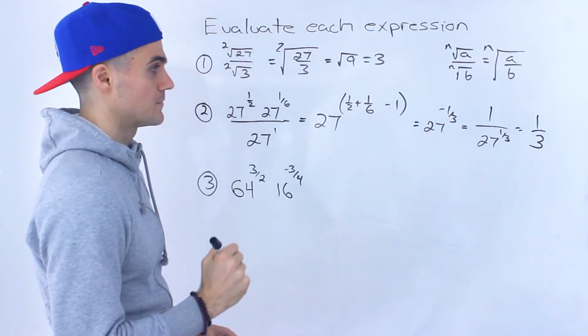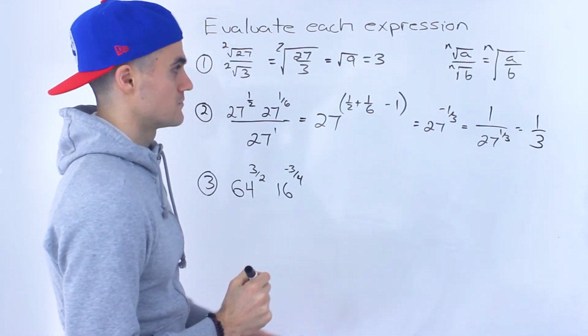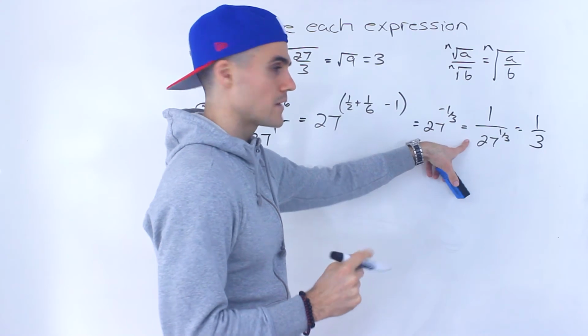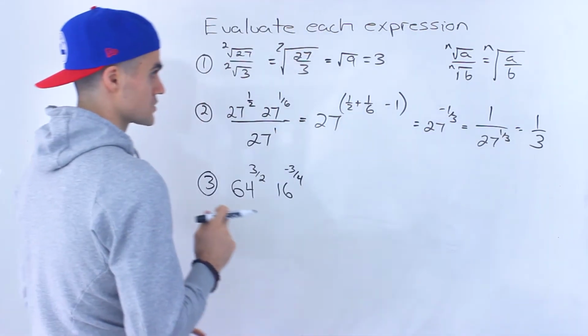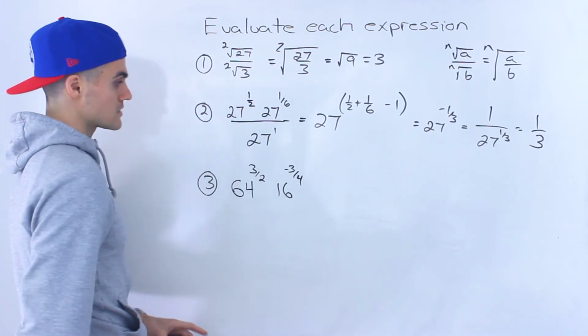Third root of 27 is 3. So we took this, brought it down to the denominator to change the exponent to a positive. Third root of 27 is just 3. So 1 over 3 is the final answer for this.